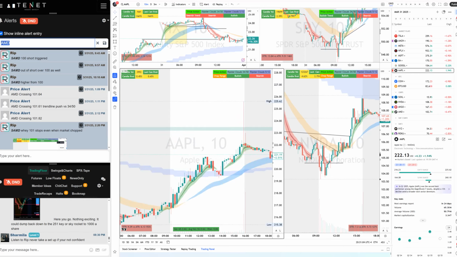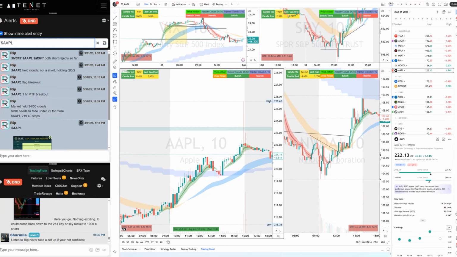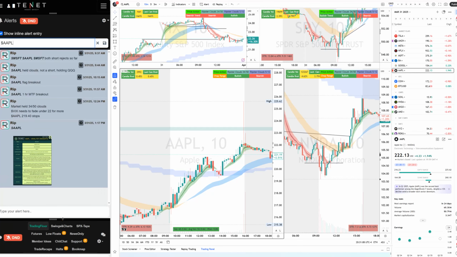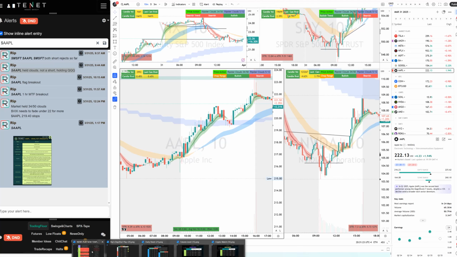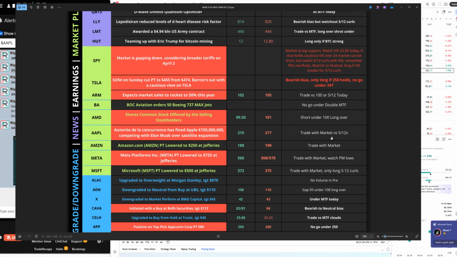All right, let's talk about Apple. Apple was notable today. Apple was showing a lot of relative strength, right? It did reject a little bit, but I told you it's not a short. It was the strongest name today. Let's look why. Apple should trade with the market versus 512s, but Apple was not moving with the market.